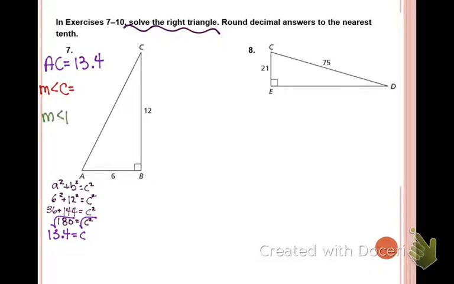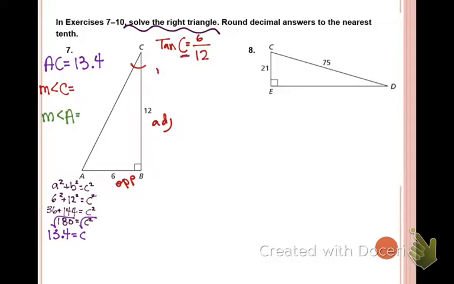So we're going to then find the measure of the angles, angle C, and the measure of angle A. Which one do we want to find first? A. C. Sure. What kind of side is 6? Opposite. And then 12 is? Adjacent. So which trig ratio is that? Tangent. From C, and it'll equal the opposite 6 over the adjacent 12.